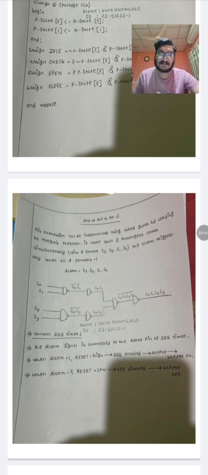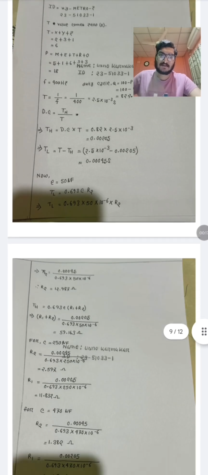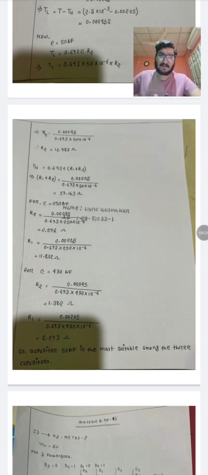If more than 3 passengers cross sequentially, the alarm triggers only when all 4 sensors equal 1, and the alarm signal is connected to the reset pin of 555 timer. When alarm equal 1, reset equal high, 555 enable, output is buzzer on. When alarm equal 0, reset equal low, 555 disable and buzzer off.